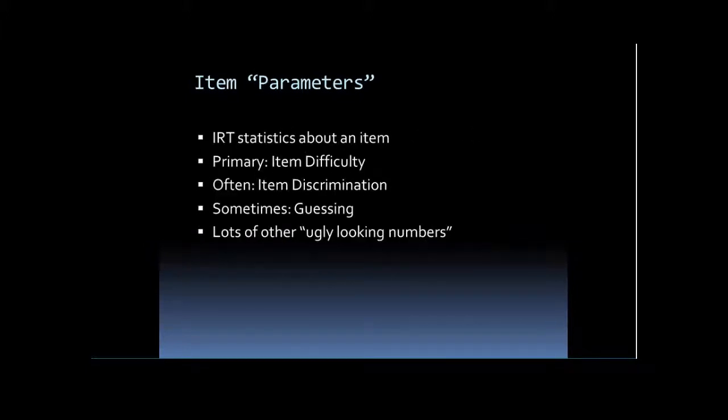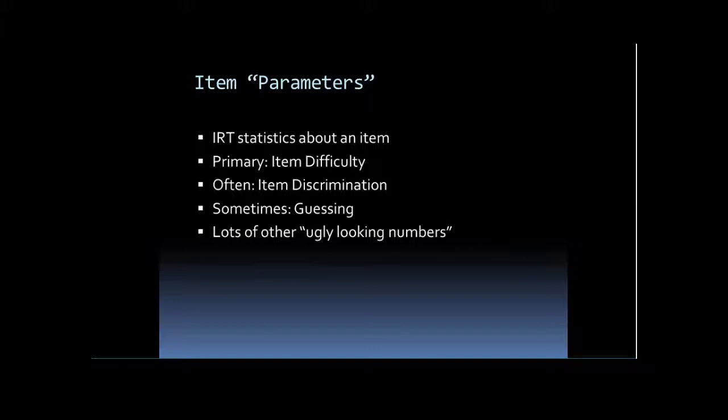Every item in item response theory has statistics about it, or parameters. The primary one is item difficulty, which is simply where along that continuum the item rests. Next is item discrimination, which we talked about. Also guessing. Guessing is a parameter that only comes about in multiple choice ability items.